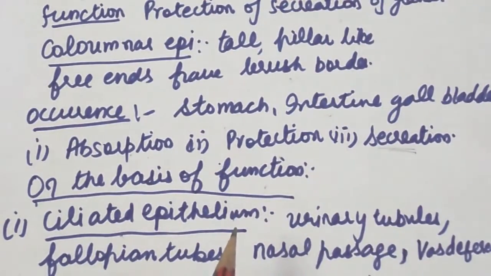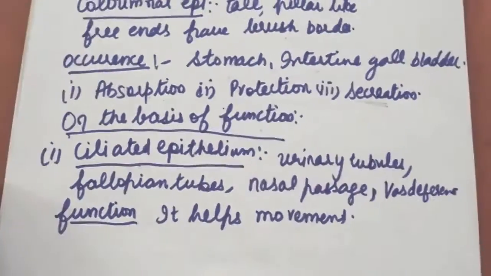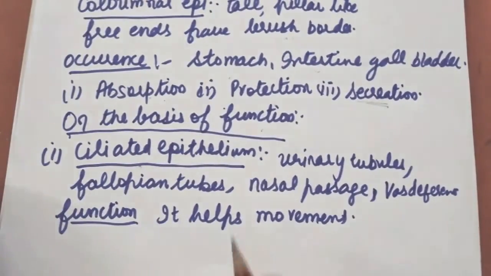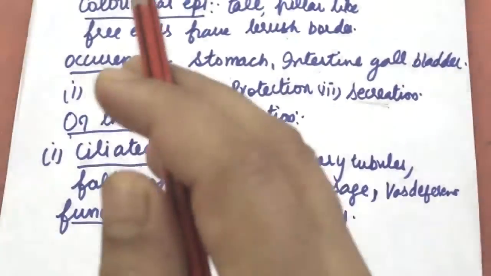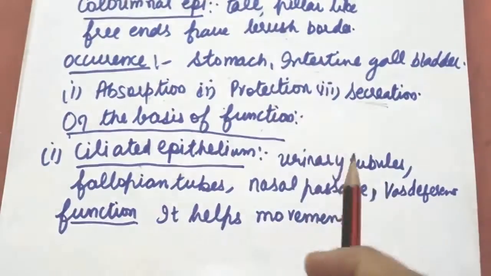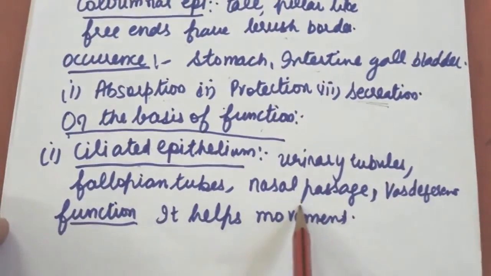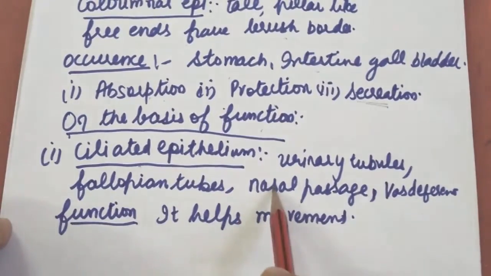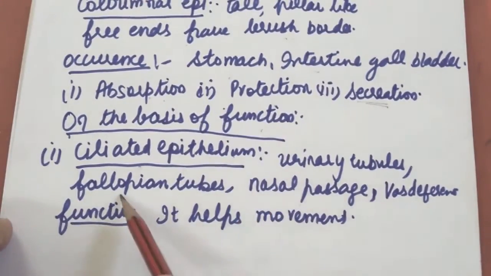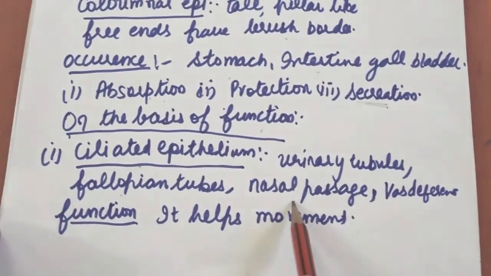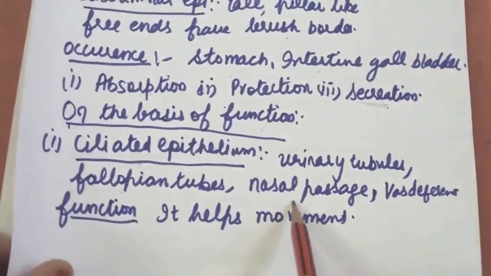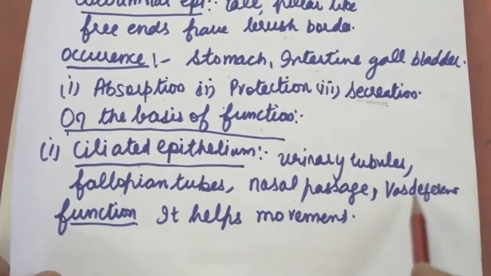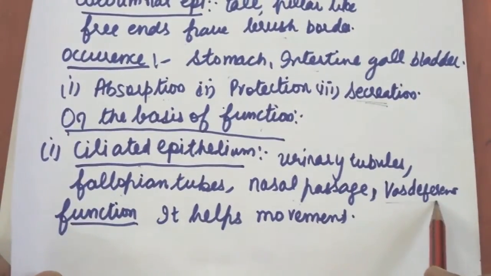Occurrence. Ciliated epithelium is found in urinary tubules, fallopian tubes, nasal passage, vas deferens. It helps in the movement of, for example, movement of ovum in fallopian tubes, and in nasal passage. Ciliated epithelium helps in catching the dust particles that move with the air, and in vas deferens it helps in the movement of the sperm.